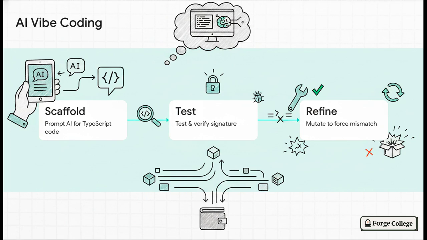If you've taken any of the coding programs at Forge College, you already know that modern development totally embraces AI. This vibe coding workflow makes testing your absolute best friend. Step 1, we prompt the AI to scaffold the boilerplate TypeScript for a user operation. Step 2, we test it locally to verify the signature digest. And step 3, which is the real secret sauce here, we intentionally introduce a mutation to simulate a mismatch, watch it break, and refine it. Let's see what that code actually looks like in practice.